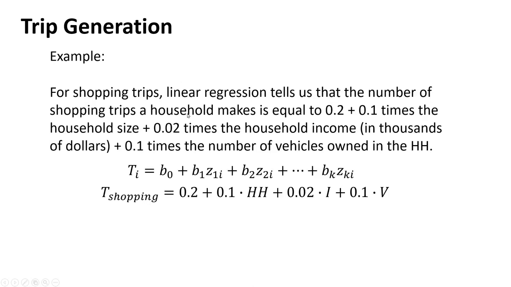Here's an example for shopping trips. So this is home-based shopping. We do a linear regression, and it tells us that shopping trips a household makes is equal to 0.2, that would be our base coefficient, B naught, plus 0.1 times the household size.